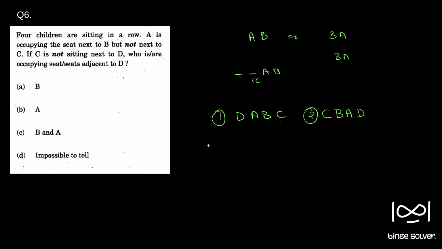And now the question is, who is occupying the seat adjacent to D? In this case it has to be A, and in this case it has to be A. So in both situations A is sitting adjacent to D. So the correct answer is B. Only A is sitting adjacent to D, not B. So the answer is B. Solution to question 6.